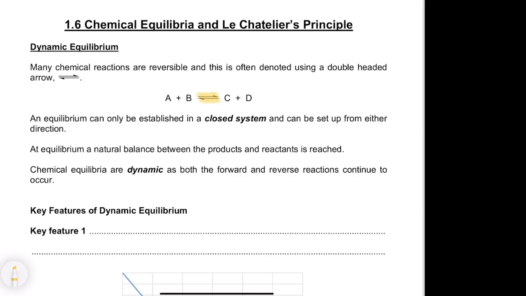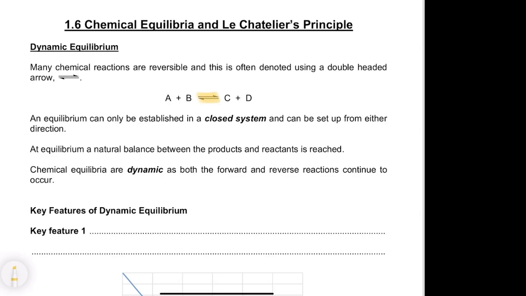Now, equilibrium is a little bit more complicated than just a reversible reaction. We need to think about what we mean by actual equilibrium. Dynamic equilibrium has two kind of contradictory terms. We've got dynamic, which means moving, and equilibrium, which means in some way equal or still. So what do we mean by dynamic equilibrium?